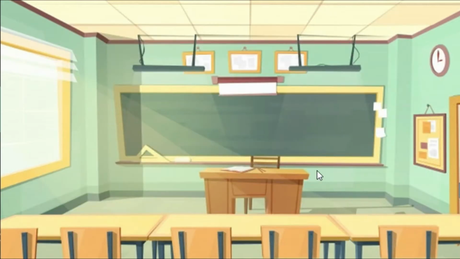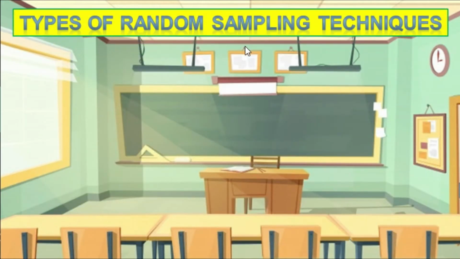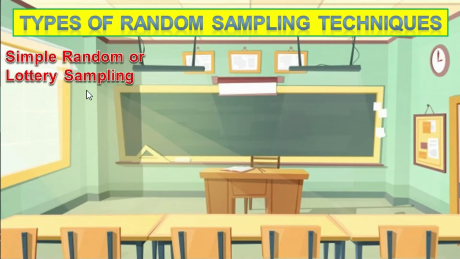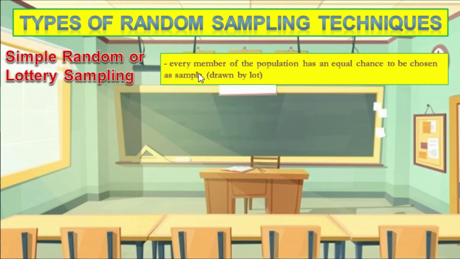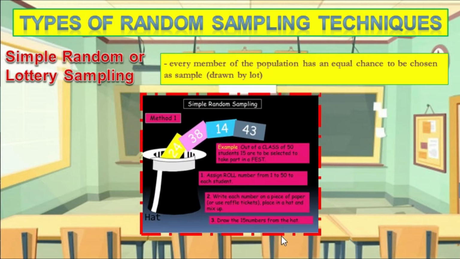We have here some types of random sampling techniques. The first one is simple random or lottery sampling. This means that every member of the population has an equal chance to be chosen as sample, or it is drawn by lot. So we have here a picture that represents how to do simple random sampling.